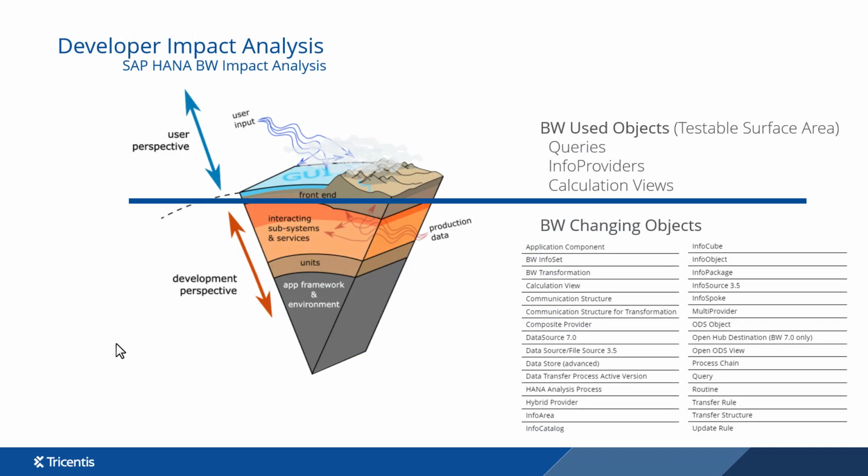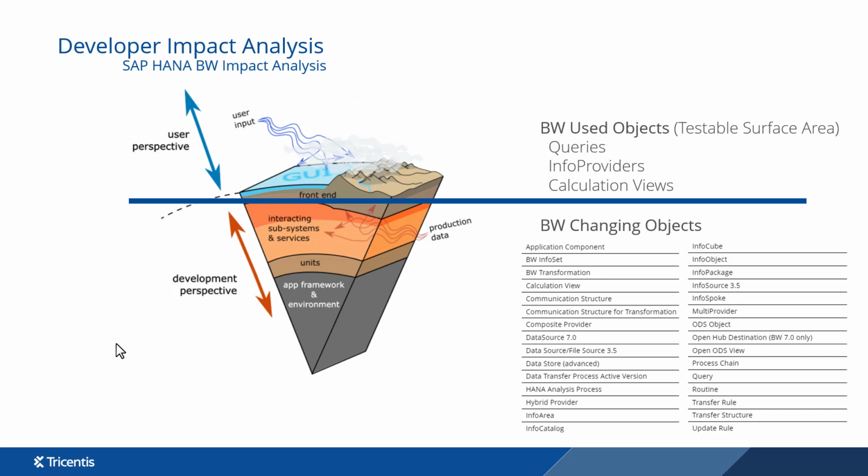I like to use this graphic as another view. Think of your queries and info providers and calculation views in BW as the testable surface area. Just like transactions and Fiori web apps and executable programs, APIs, are the testable surface area in ECC and your S4 core, and also your Fiori front end. Now below the testable surface area is where the changing objects often occur, down deep in the app framework and environment.